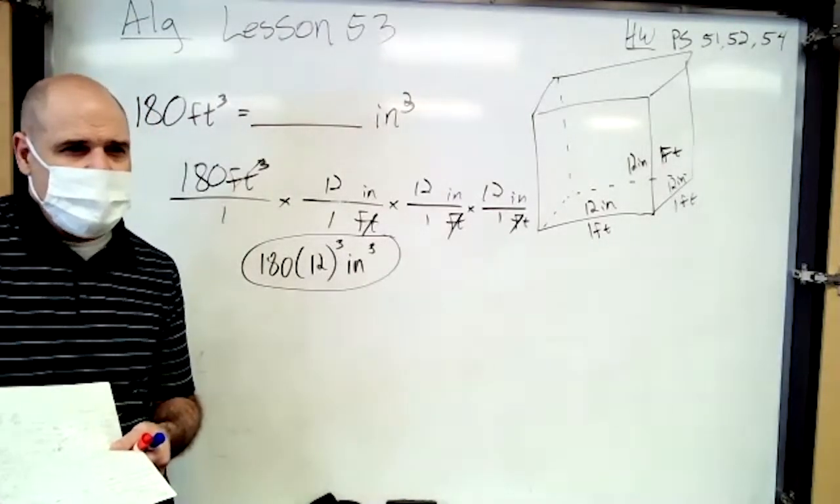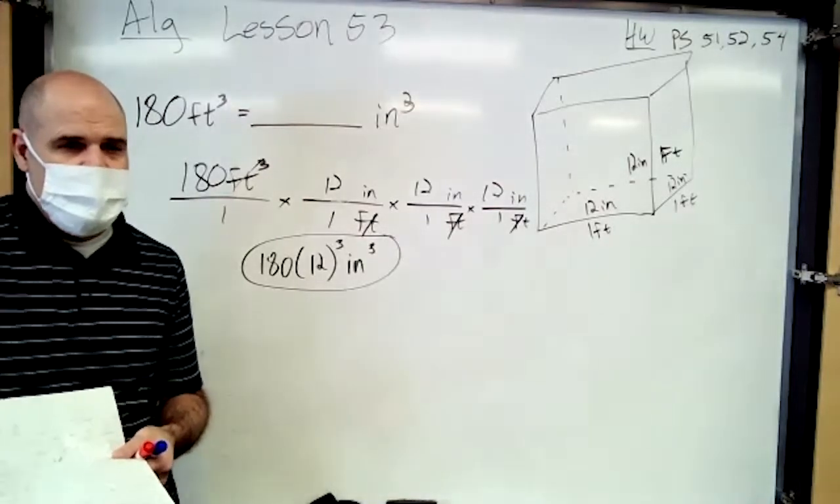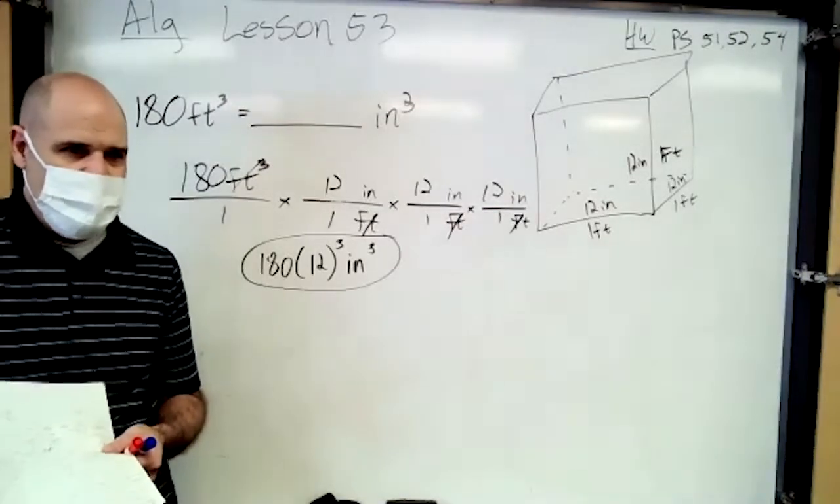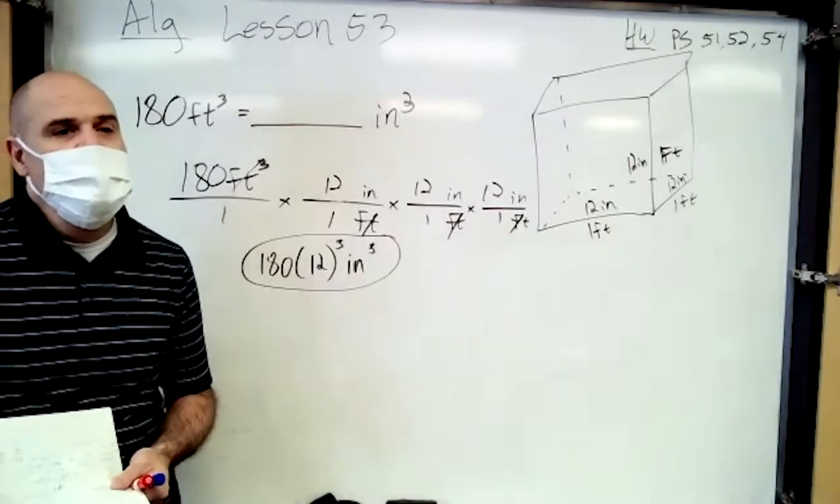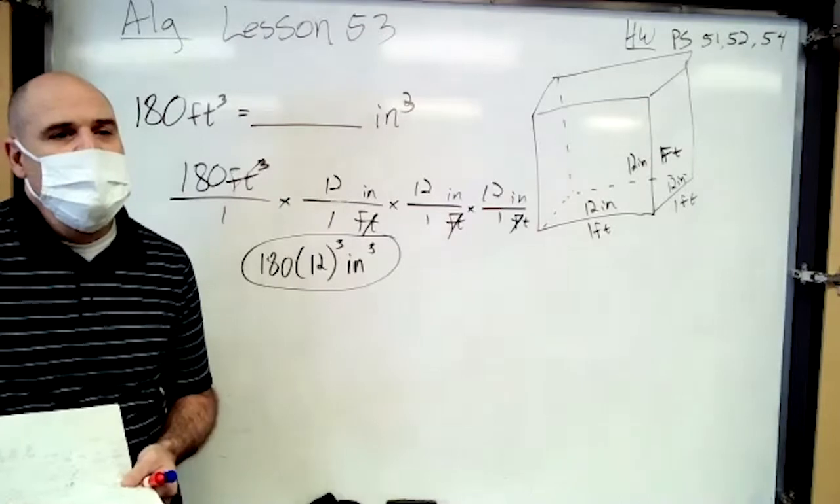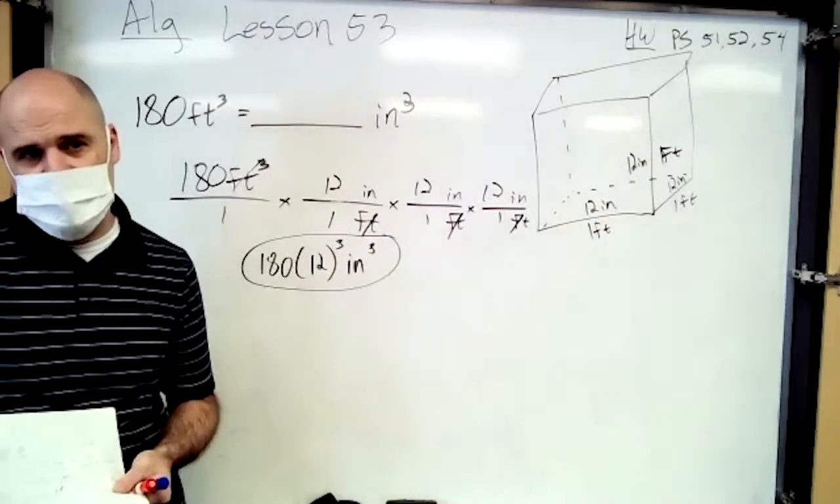I did not use it. I just multiplied times 1,000 whatever. Yeah. Awesome. What'd you get? 311,040. That's a lot of cubic inches.